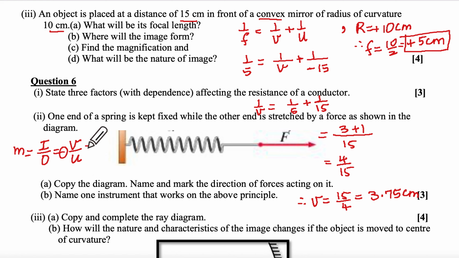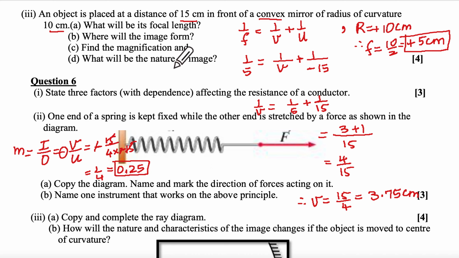Now tell me, minus, what is the value of V? 15 upon 4. Correct? And you're dividing by U. What is the value of U? Minus 15. Correct? So minus and minus got cancelled. 15 and 15 got cancelled. 1/4. Now magnification, if you write 1/4, you will get a 0. In physics, your answer must be in decimal point.